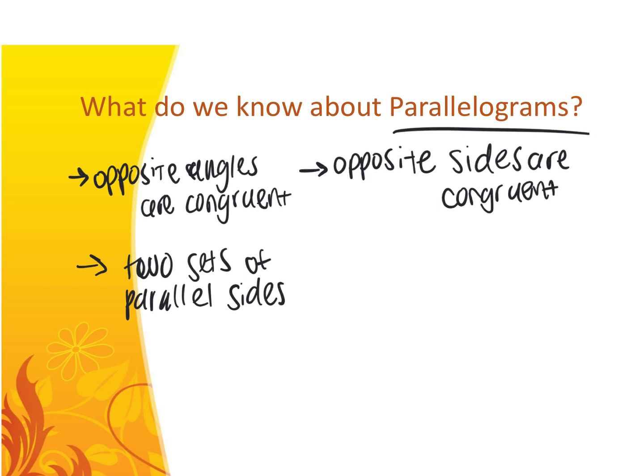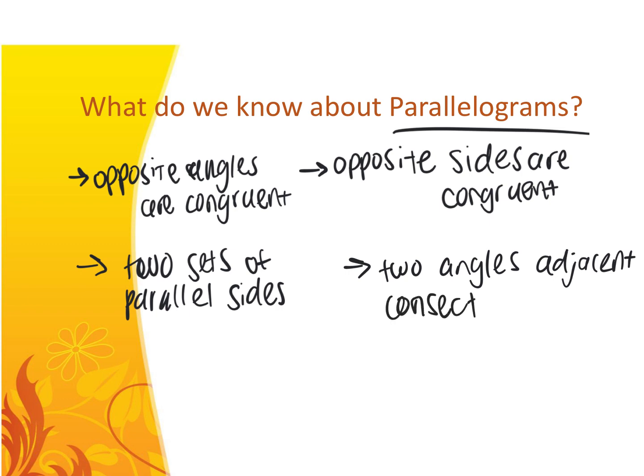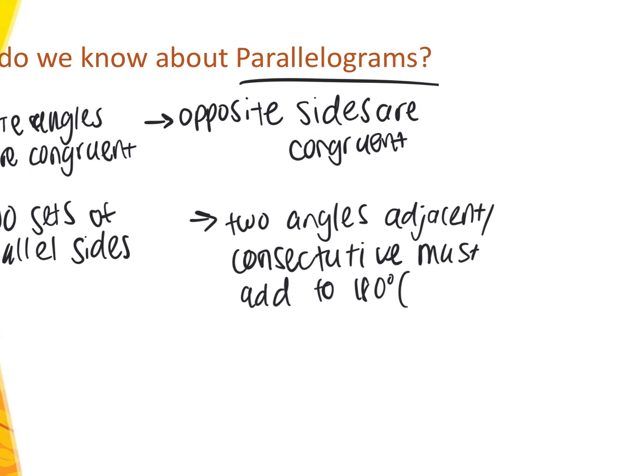What else do we know about parallelograms? Yeah, Christian. That the two angles next to each other are equal length. Yeah, buddy. The two angles, we're going to say adjacent, okay, which means next to each other. Or we can say consecutive. Put a slash there. You can use either of those words. Must add to 180 degrees. Is there a word that we can replace that with? Supplementary.